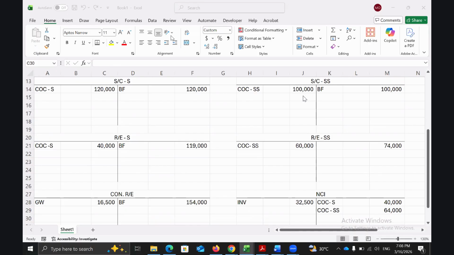Normally, when it comes to goodwill, as I mentioned, goodwill belongs to the parent's ledger. When it comes to the impairment, we cannot impair one portion of the goodwill. If it is impaired, we are valuing the goodwill as a bulk.